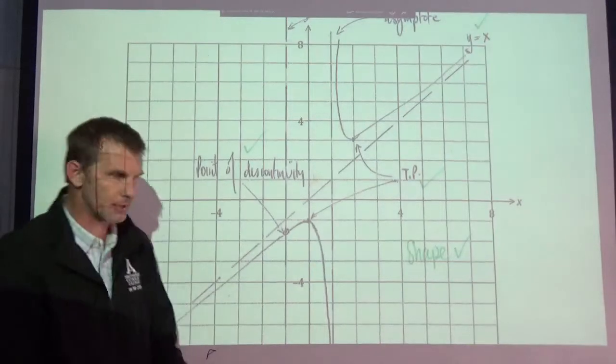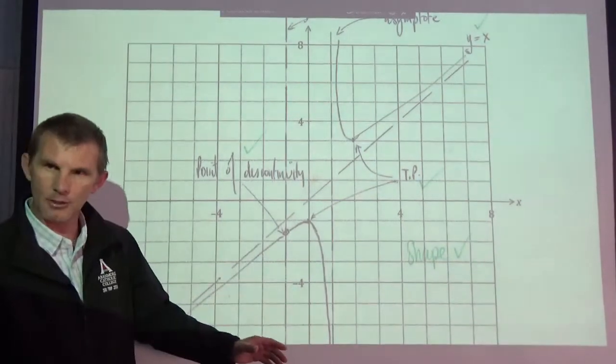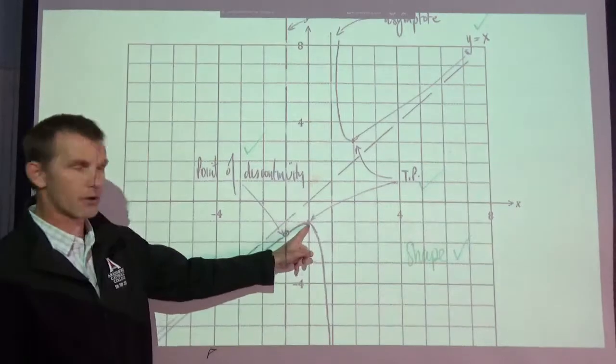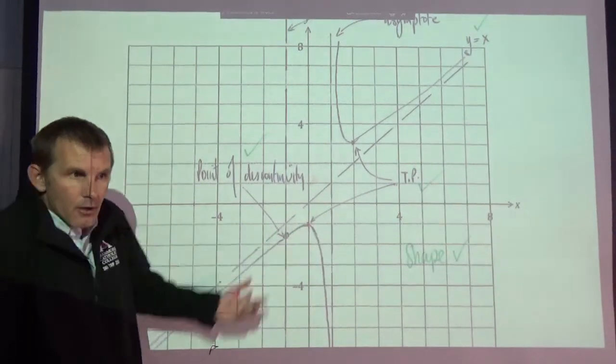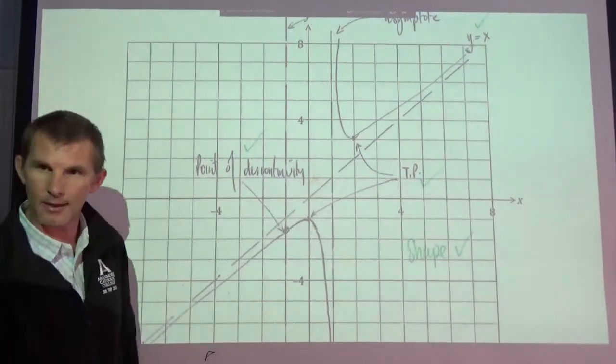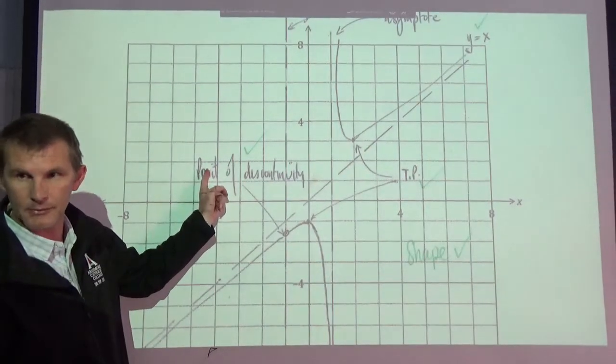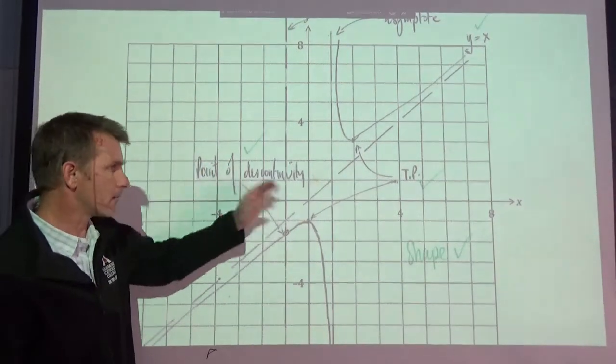So that's the key to say, well, I can't put another turning point in. I've got to end up over here, and I've got to start over there, and I've got to go through that. So the only thing I can do is cross over that asymptote. Hence, I must have a point of discontinuity there. All right? Very important question.